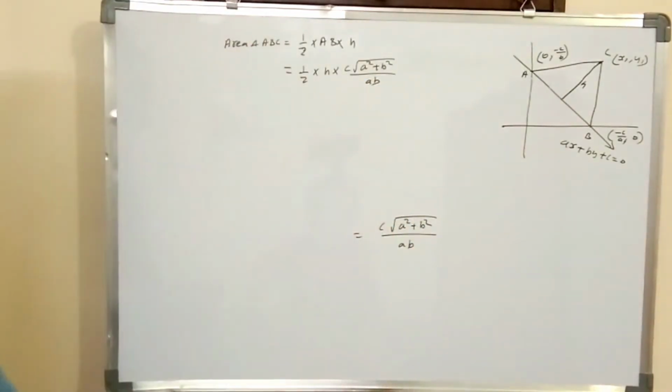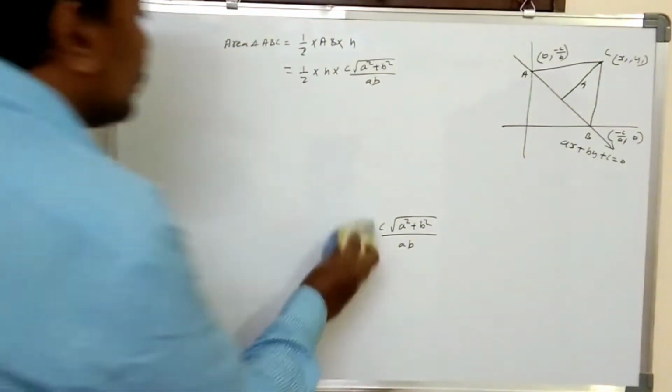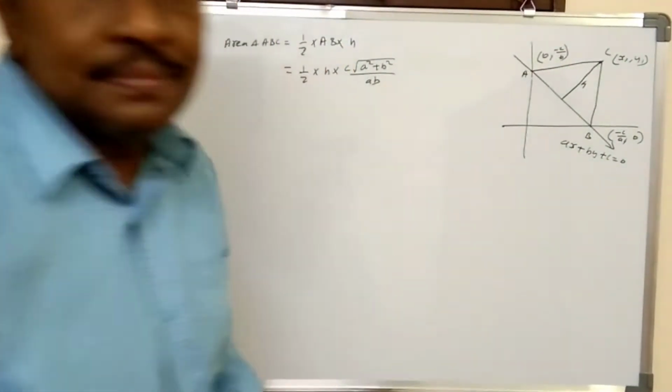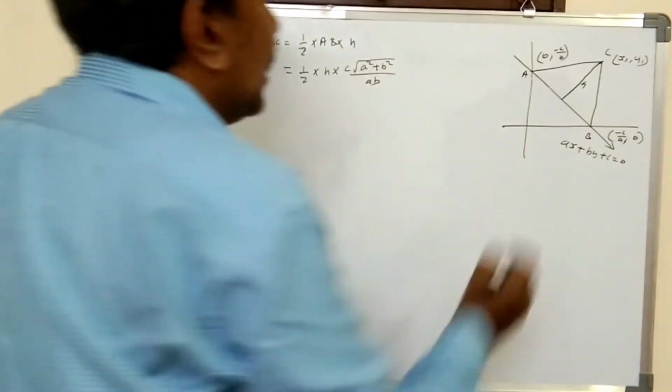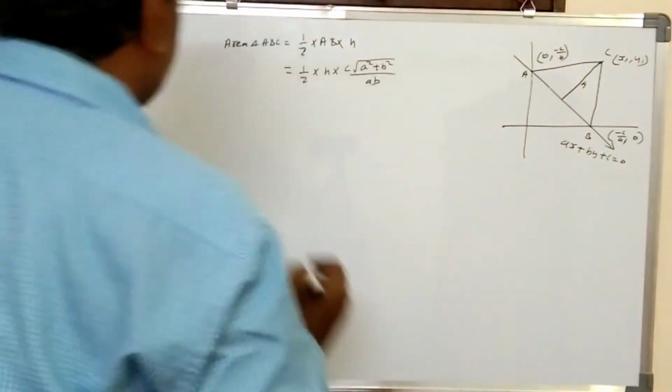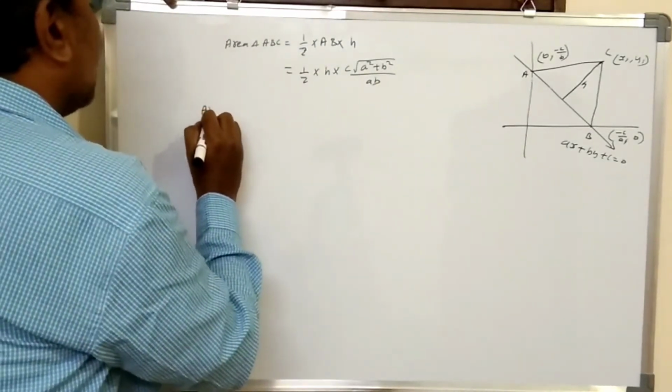So this is the area of triangle. Now what about the area of a triangle whose 3 coordinates are given? So here we have the 3 coordinates. There is another formula, that is again the area of triangle.